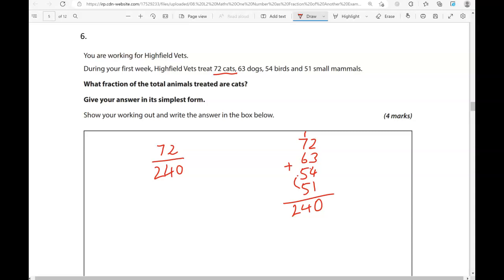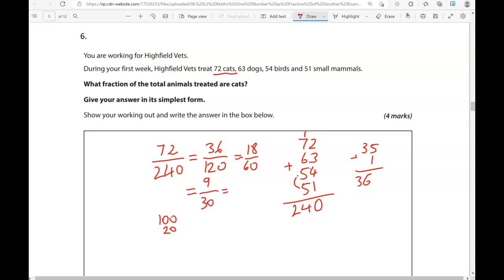So half of 72. Half of 70 is 35. Half of 2 is 1, so that is 36. Half of 200 is 100. Half of 40 is 20, so 120. We can divide by 2 again. So half of 36, that is 18. Half of 120, that is 60. Half of 18, that is 9. Half of 60 is 30.